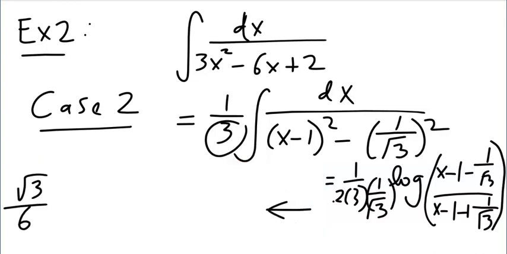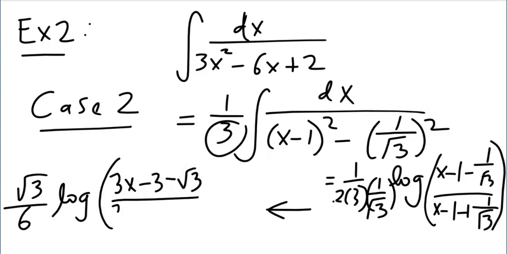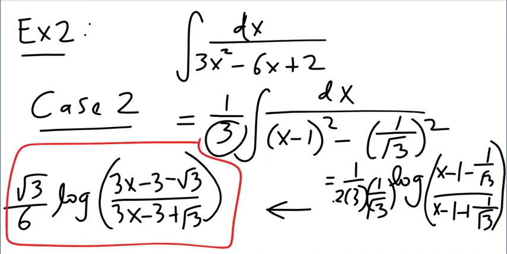Simplifying this, we get square root 3 over 6 natural log of 3x minus 3 minus square root 3 over 3x minus 3 plus square root 3. And that solves the second integral.